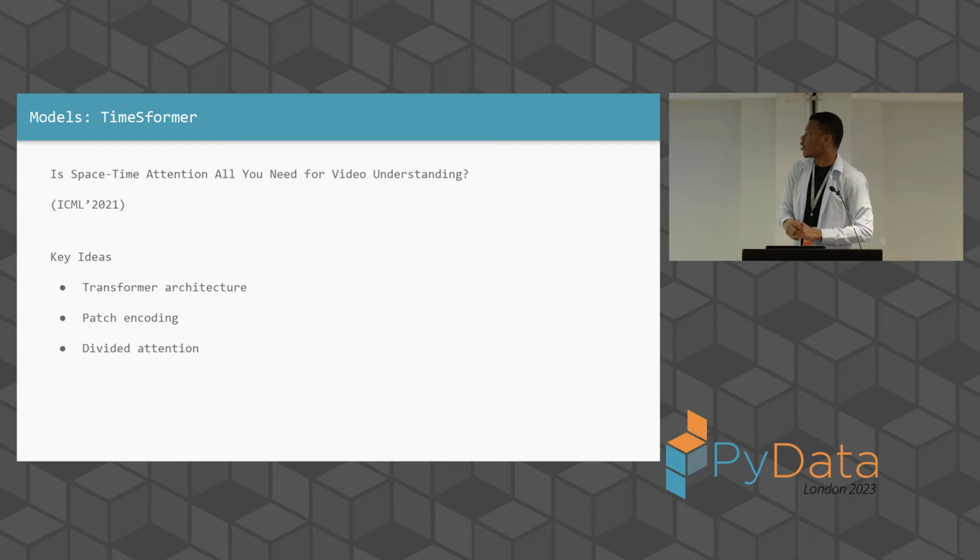Then this is much more recent, from 2021. Is Space-Time Attention All You Need for Video Understanding? And the key idea here is they made use of a transformer architecture, and this is unlike previous models, which used the 3D convolutional layers. Now they make use of the whole attention-based mechanism on the videos.